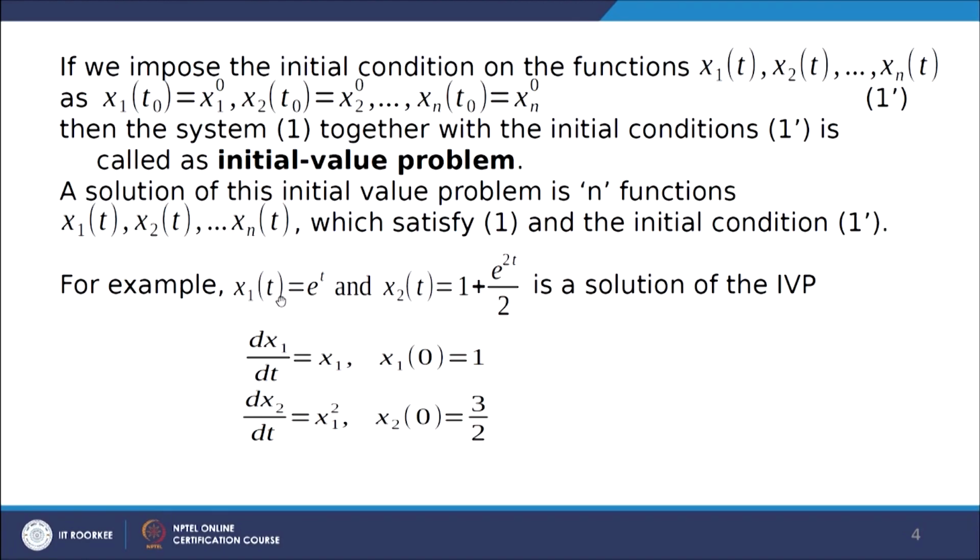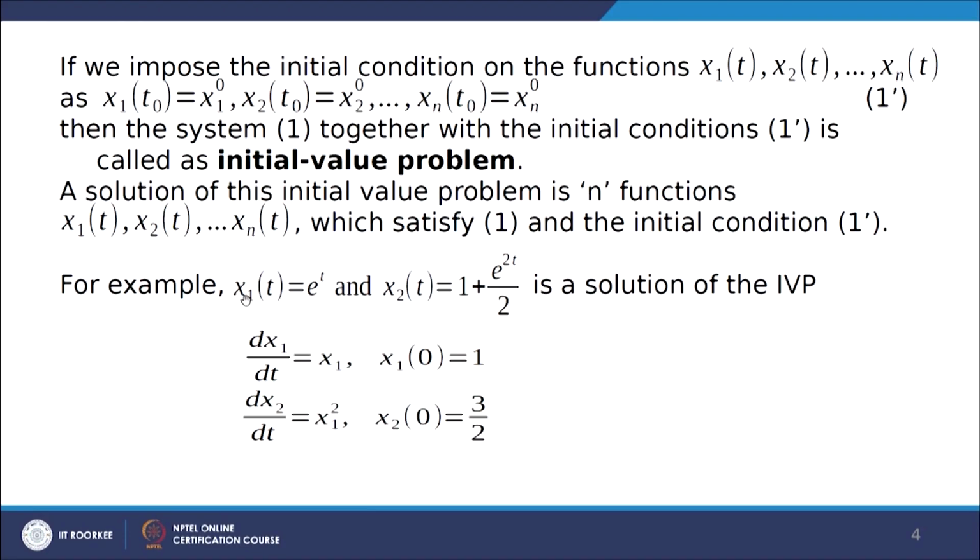For example, let us consider x1(t) equal to e to the power t and x2(t) equal to (1 plus e to the power 2t) by 2. Then it is a solution of the IVP. IVP means initial value problem, and the initial value problem here is dx1 by dt equal to x1, dx2 by dt equal to x1 square. The initial conditions are x1 at t equal to 0 is 1, x2 at t equal to 0 is 3 by 2. Now, we have to show that x1(t) equal to e to the power t and x2(t) equal to (1 plus e to the power 2t) by 2 is a solution of this initial value problem.